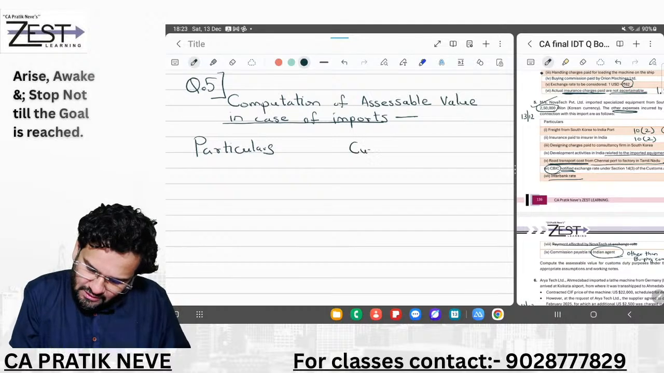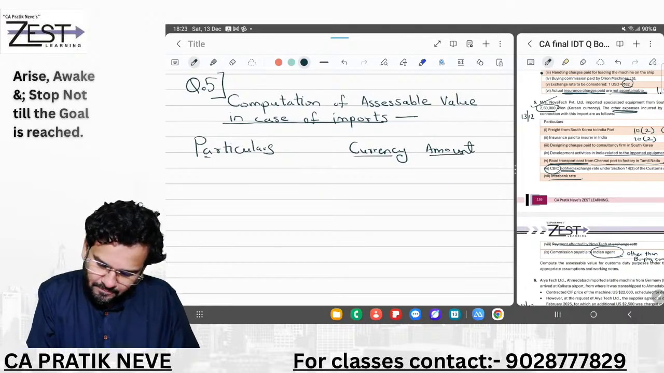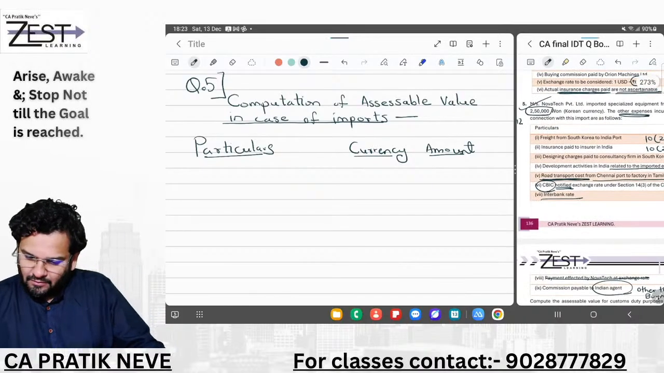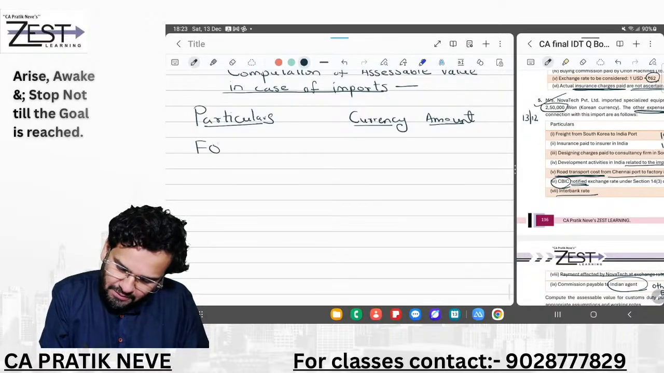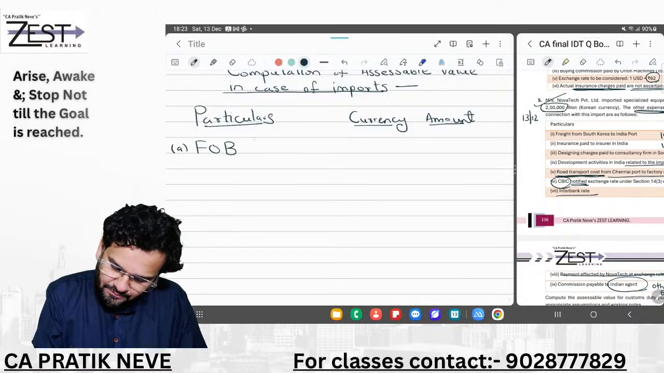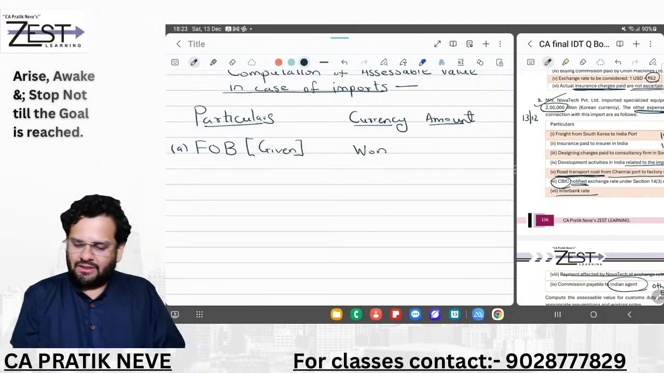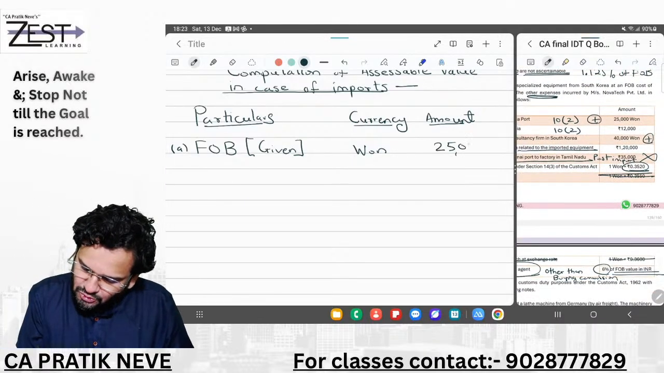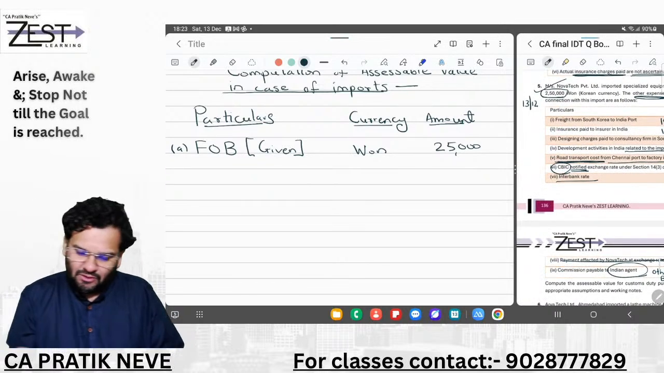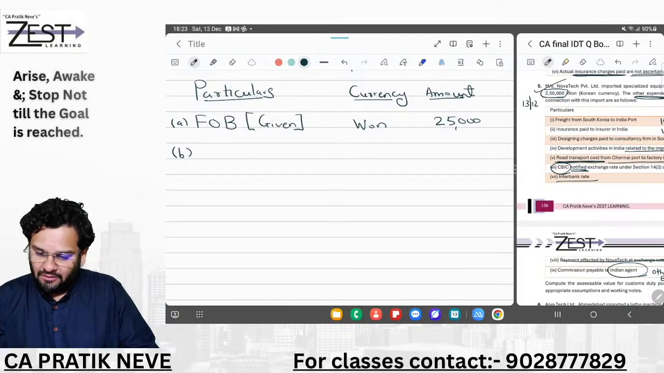What you can do is currency and amount. So start with FOB as given, which might not be FOB as per customs. It is FOB as given, in foreign currency, 25,000. So far so good. Now friends, go ahead, but this is not the final FOB.